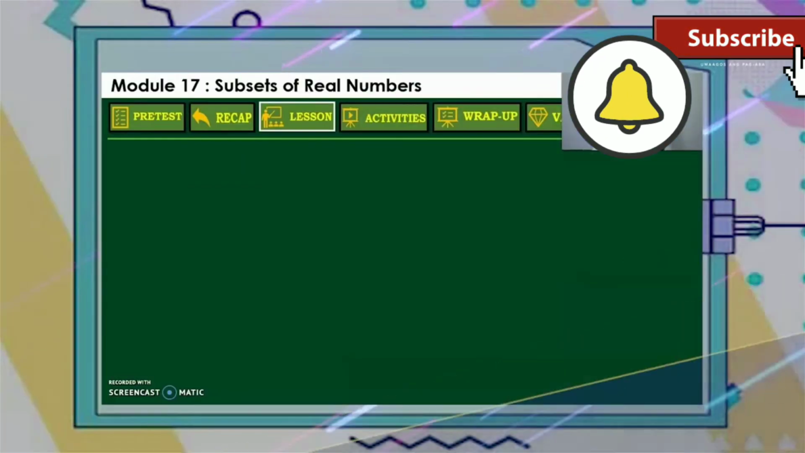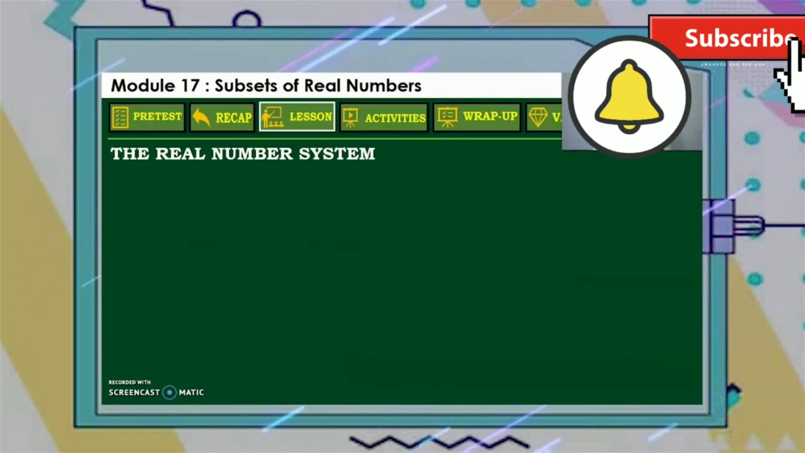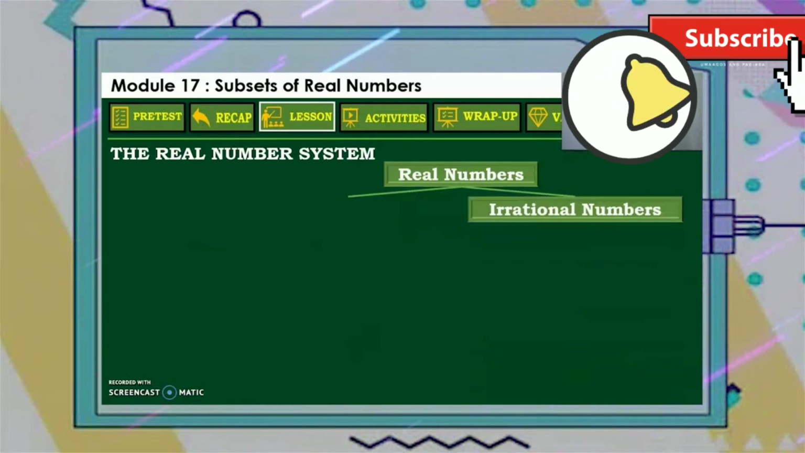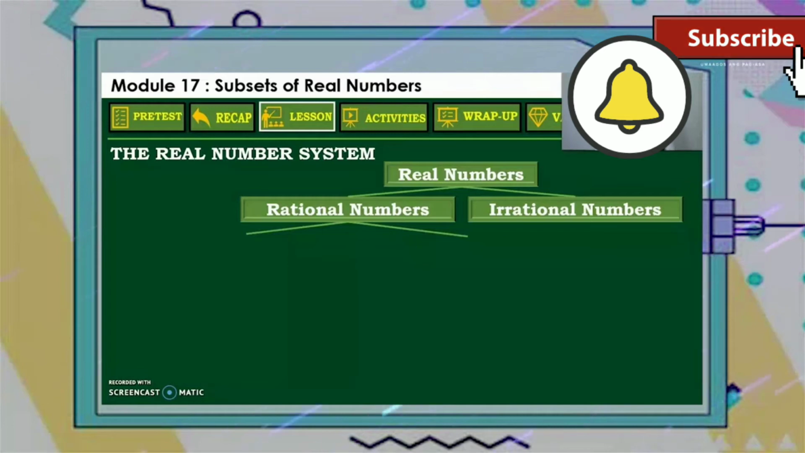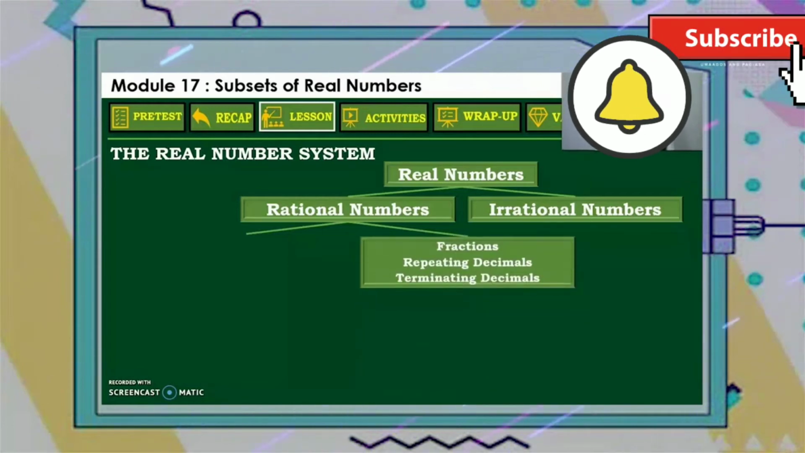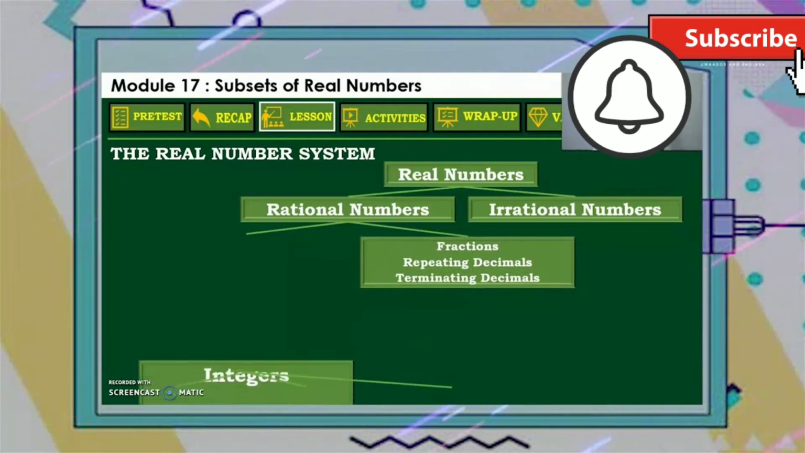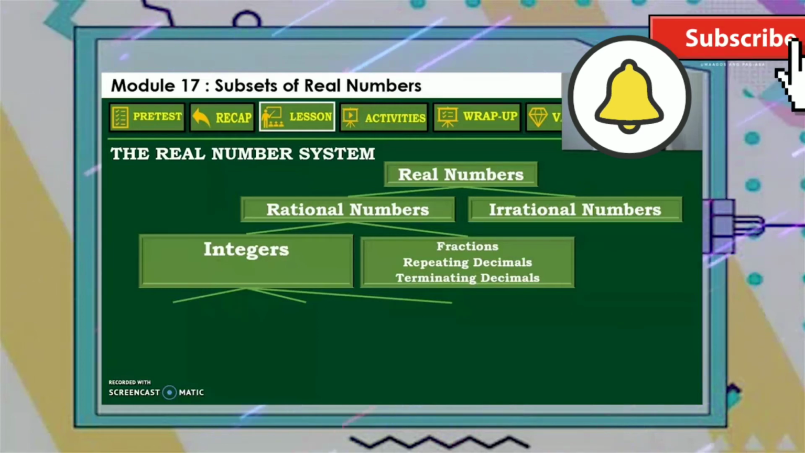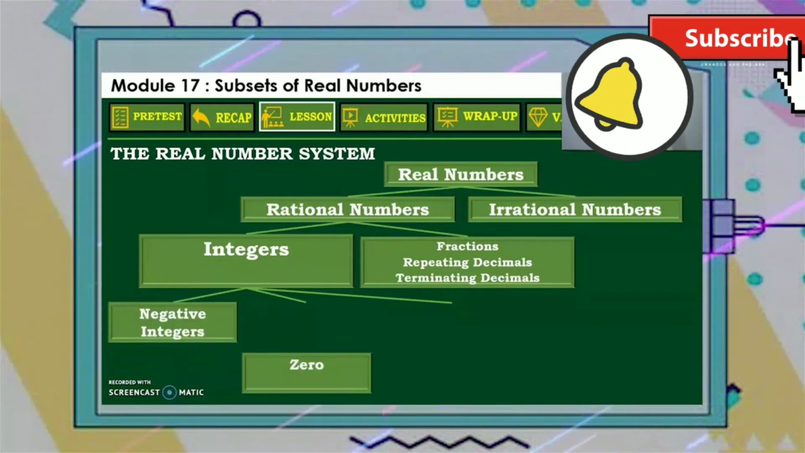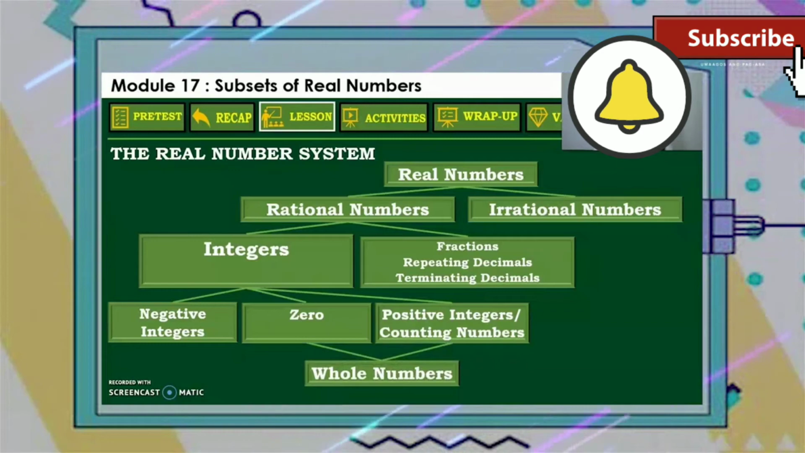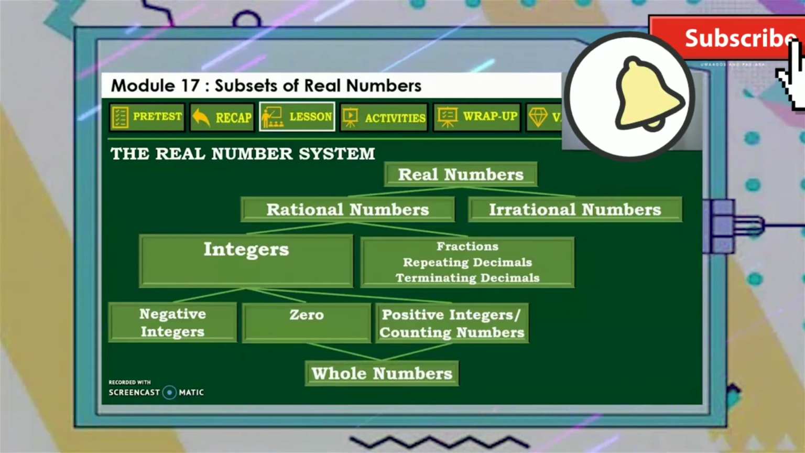Now let's try to summarize the real number system using a tree diagram. So real numbers are divided into two groups, the irrational numbers and the rational numbers. Rational numbers are also divided into two groups, which are the fractions, repeating decimals, and terminating decimals, and the other one is the integers. Integers are divided into three groups. We have the negative integers, 0, and the positive integers or counting numbers. 0 and positive integers or counting numbers are both under the whole numbers.